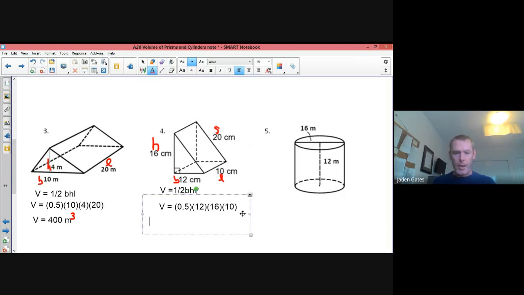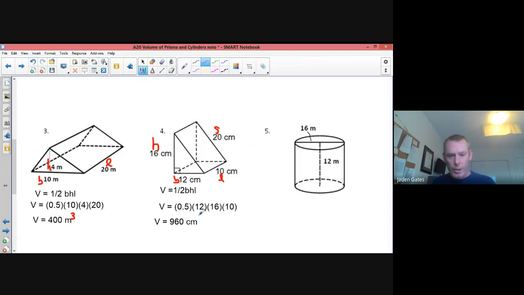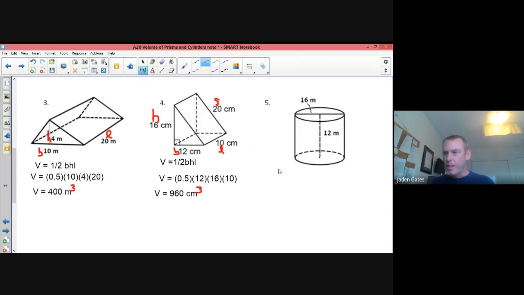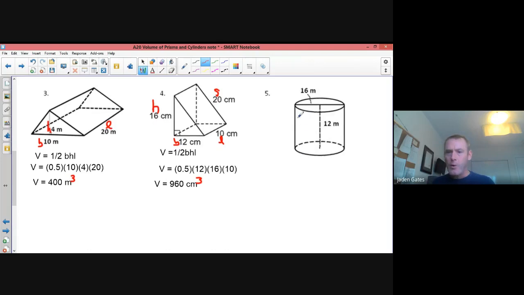All right, and then I multiply my numbers, put some units on it, which, by the way, on the last test, everyone was very good with putting your units down, which is great. And so we have, again, the units are centimeters. We are dealing with space, so it's cubed. So 960 cubic centimeters.